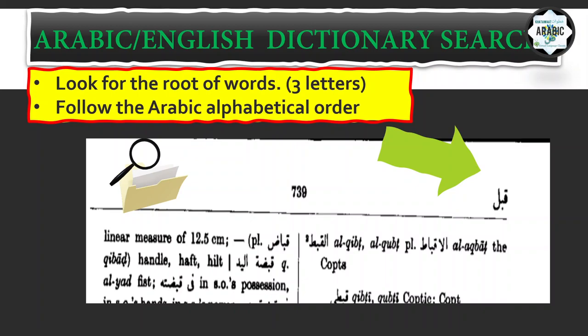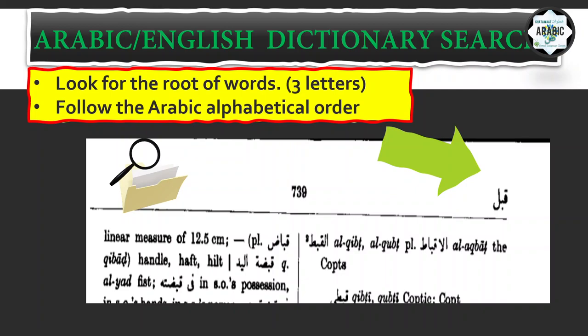Welcome to Arabic Khatawat. In this video, we'll be looking at how to use an Arabic dictionary. Since we were introduced to the root system, Arabic dictionaries basically use the exact same system when it comes to looking up words. You find the root system in words, then you identify only three of them. Any additional sounds do not take part of the word.